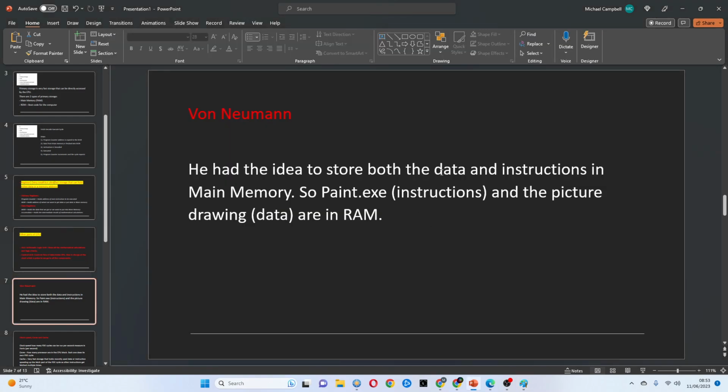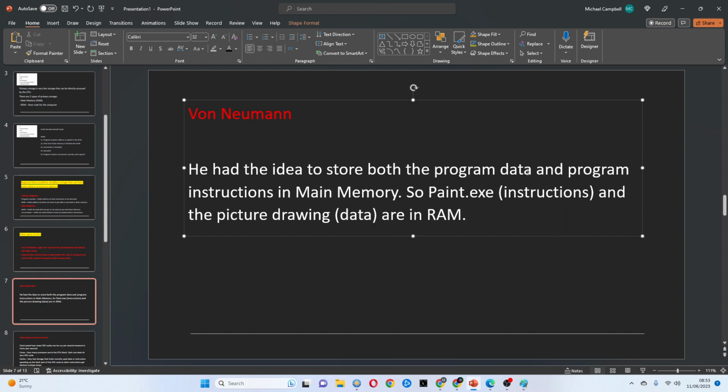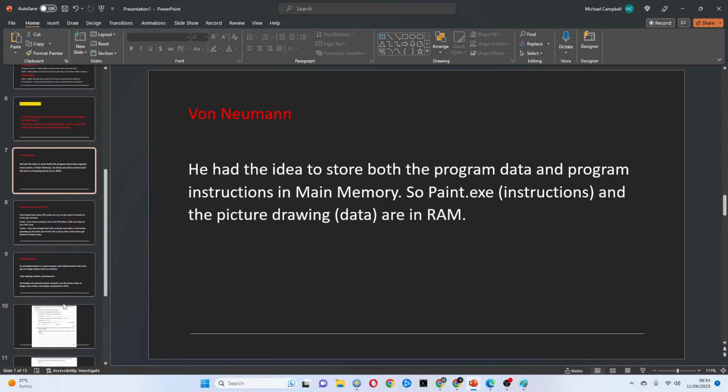So he had the idea to store the program data and the program instructions in main memory. So Paint would be the program instructions, the actual executable program, and the picture or drawing would be the program data. So here, for example, this is PowerPoint. So PowerPoint.exe would be the program instructions, but also this PowerPoint is held in main memory. Okay, so that's what von Neumann came up with. A lot of questions on that. They normally ask quite simple ones.